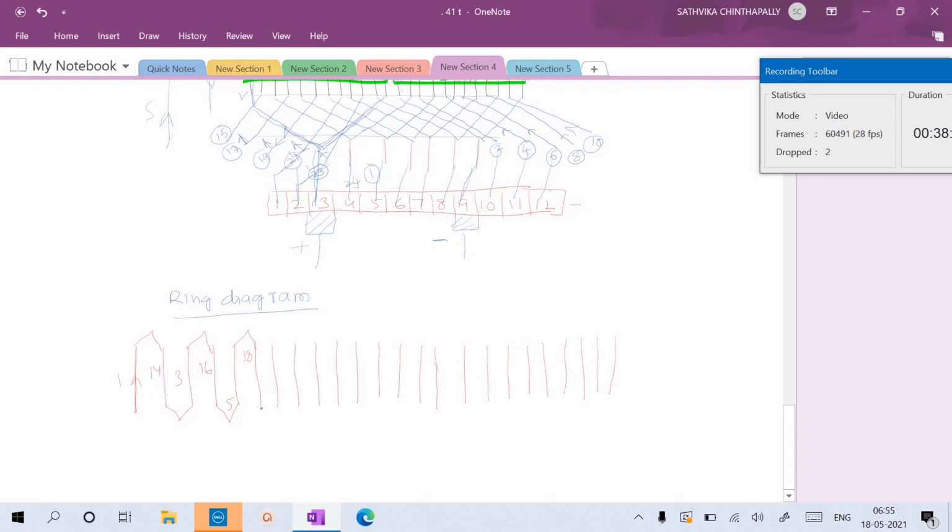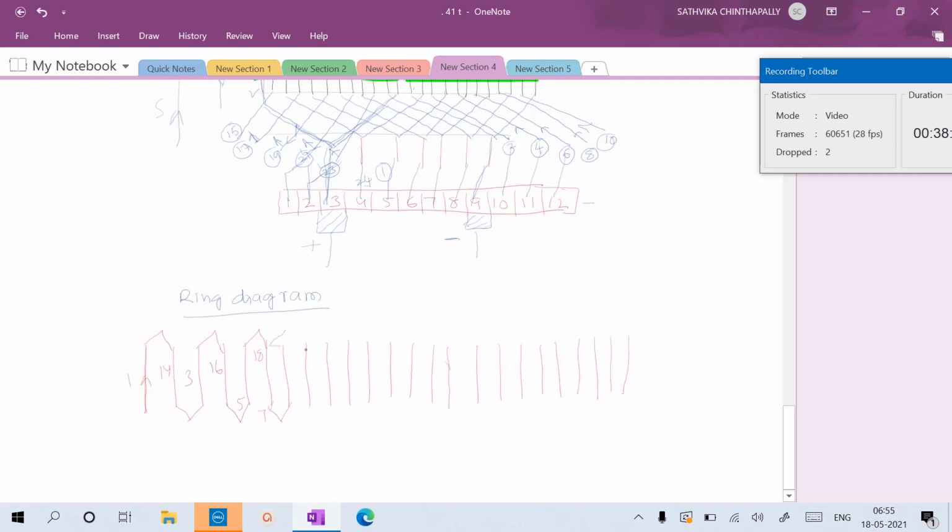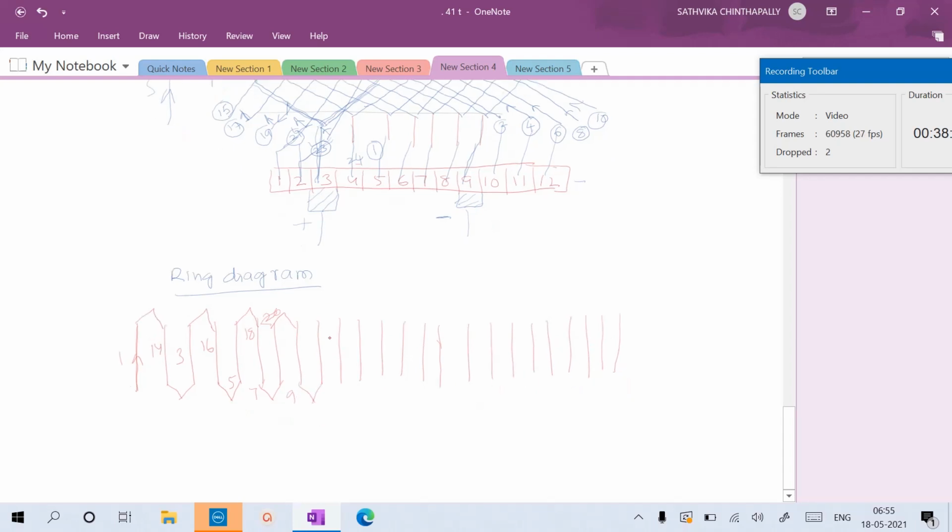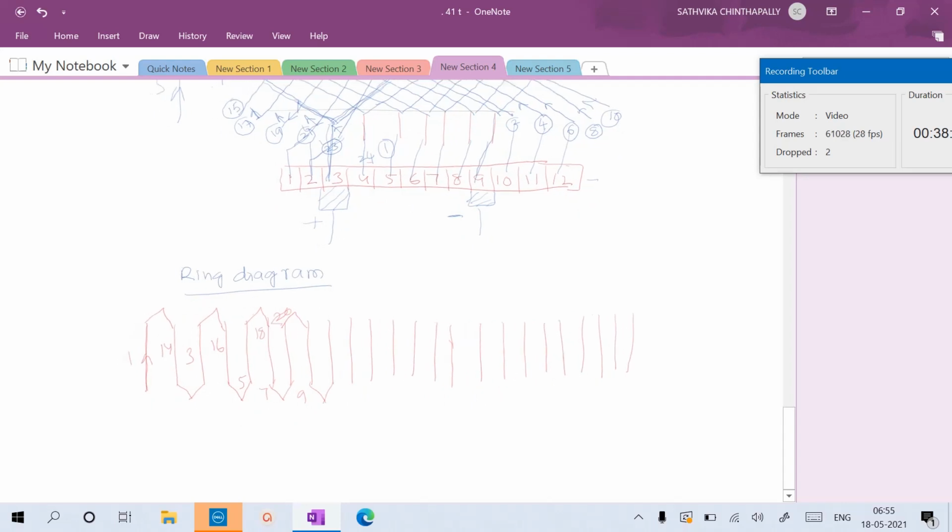Similarly, the 18th is connected to the 7th conductor. The 7th is connected to the 18th. Next is the 20. The 20 is connected to the 9th. The 9th is connected to the 20.